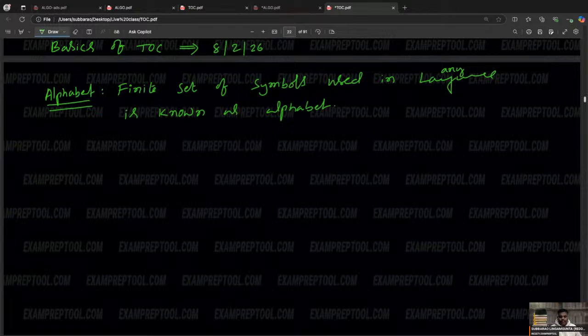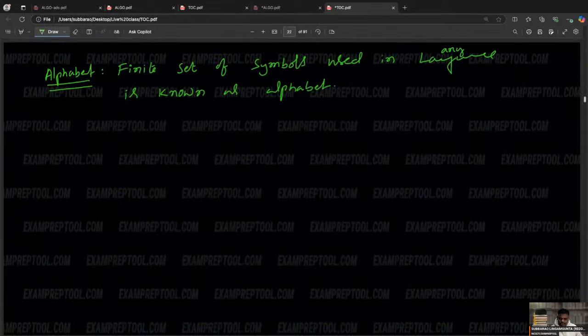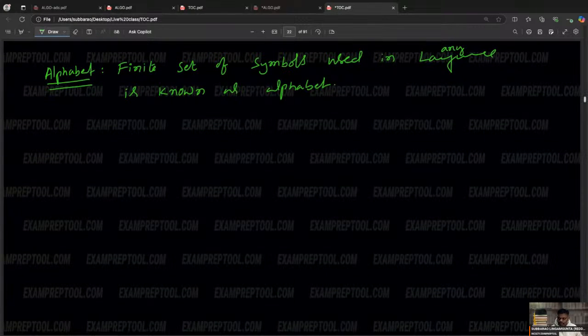So this is the alphabet definition. Finite set of symbols used in any language is known as alphabet. In my opinion, today's class has just started now. From here, the TOC subject is started. Finite set of symbols used in any language is known as alphabet. Okay, I think you have written it.